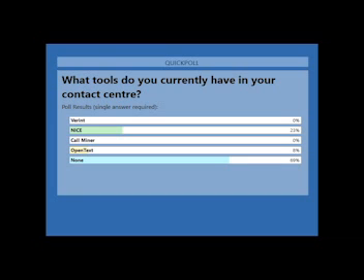So, Neeraj, we also have our poll results now. 23% are using NICE, 8% are using OpenText, and 69% currently don't have any tools in their portfolio.